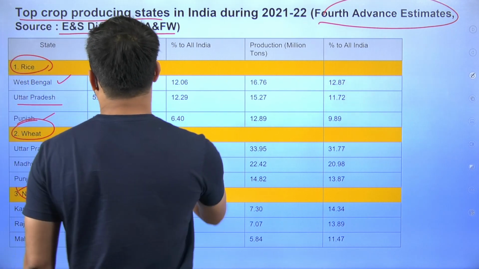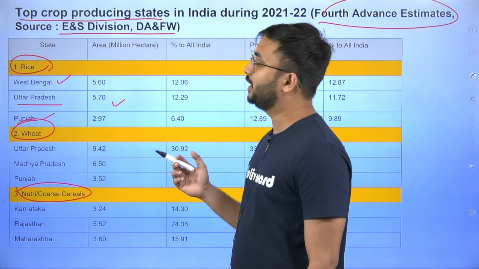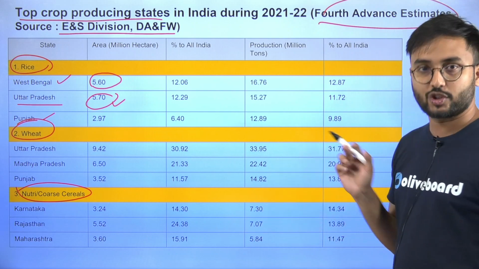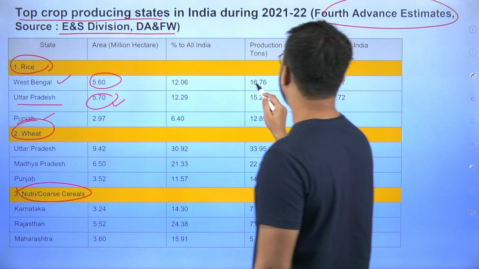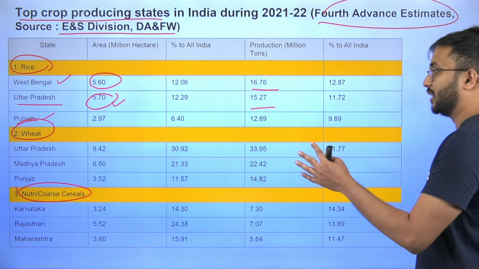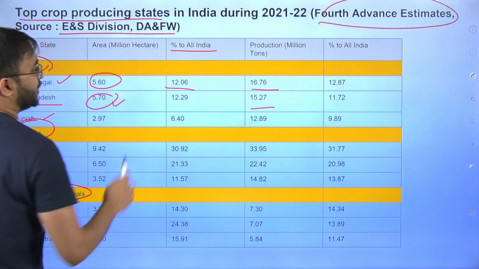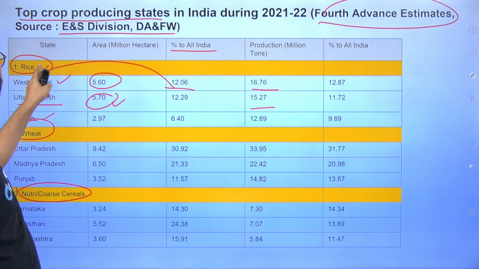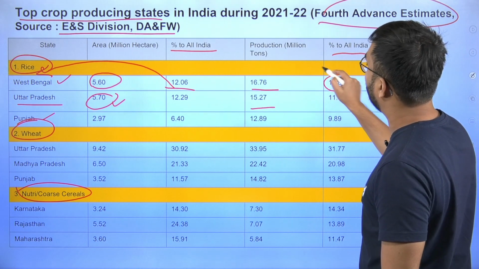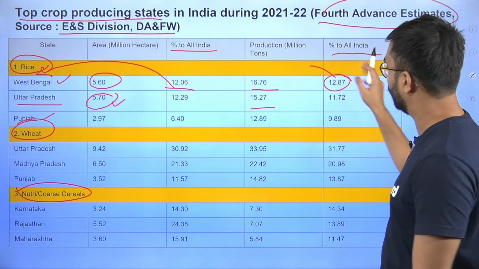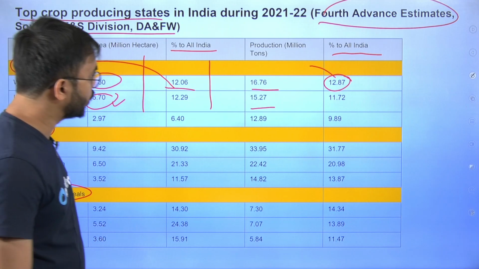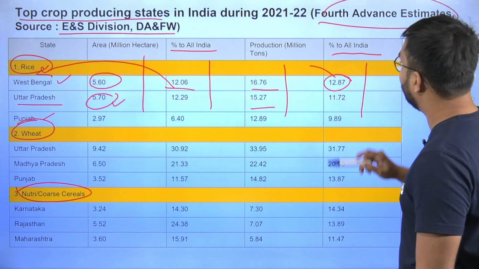If you look at the total area under cultivation, Uttar Pradesh has the largest area under rice, 5.70 million hectares, and then immediately, with just a minor difference, 5.6 million hectares is West Bengal. Although if you look at the overall production in million tons, 16.76 million tons is from West Bengal and 15.27 million tons is from Uttar Pradesh. Here 12.06% of the total area in India is cultivated in West Bengal for rice, and 12.87% of production comes from West Bengal out of total production. I hope you get this value. So first we look at the area in million hectares, then the percentage of area compared to the total, then total production in million tons and production as a share of all India production.